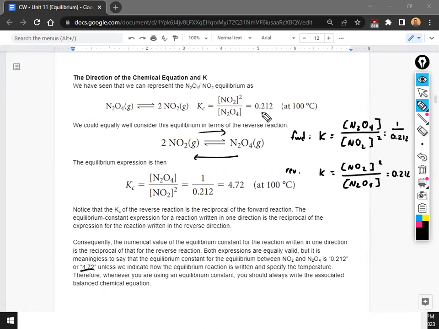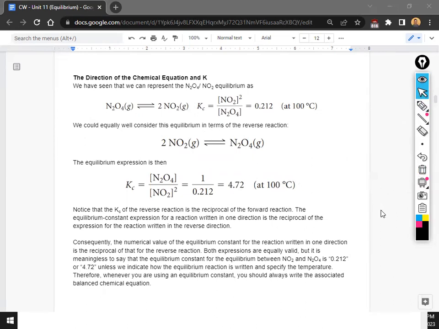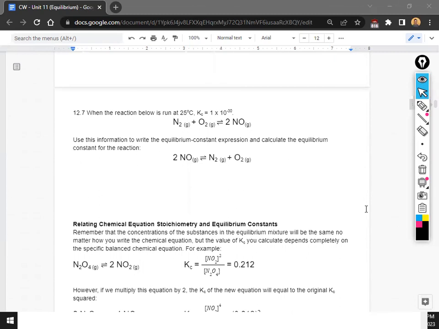That's probably experimentally derived. Okay. So basically, if you have one of the K values, you can find the K value of the reverse reaction. Just do 1 divided by that. Just flip it. So keep that in mind because we're gonna be adding some more things to it.